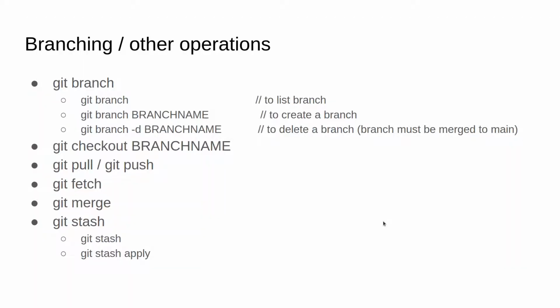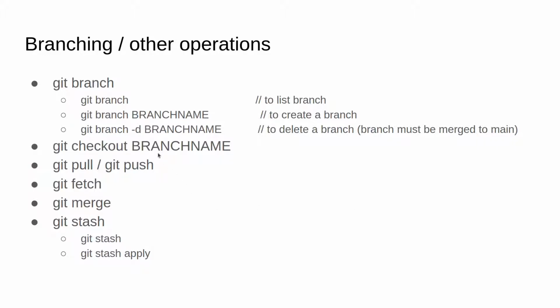All right, to recap all the git commands, we have git branch. You can just call git branch to list the branches. You can have git branch -a to list all branches locally and remotely, or git branch -r to list the branches remotely. You just say git branch with the branch name, then you create a branch. If you say git branch -d, you can use that to delete a branch, but the branch must already be merged to main.